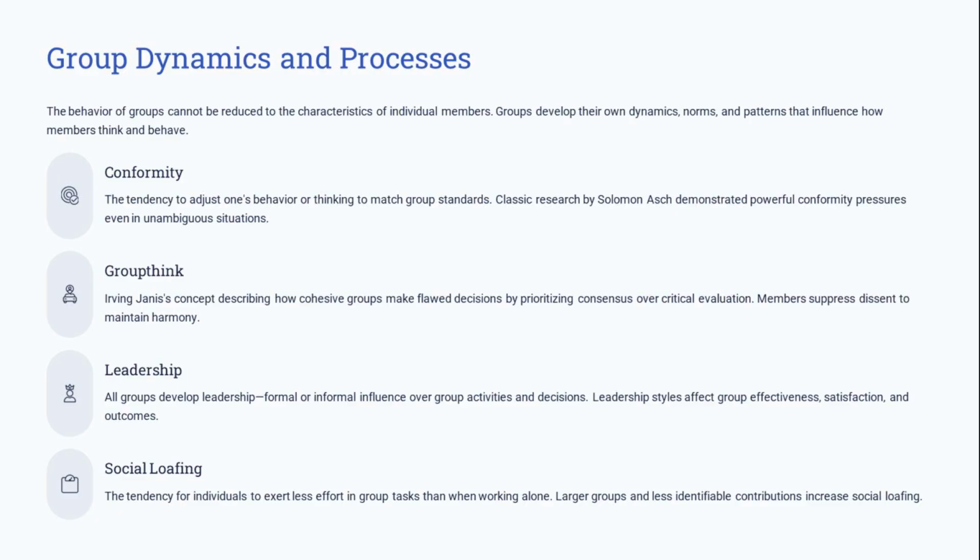Group behavior is influenced by dynamics and processes like conformity, groupthink, leadership, and social loafing. These elements shape how groups function, impacting decision-making and interactions. Understanding group dynamics helps us recognize how individual behaviors contribute to collective outcomes, revealing the complexities of group interactions.